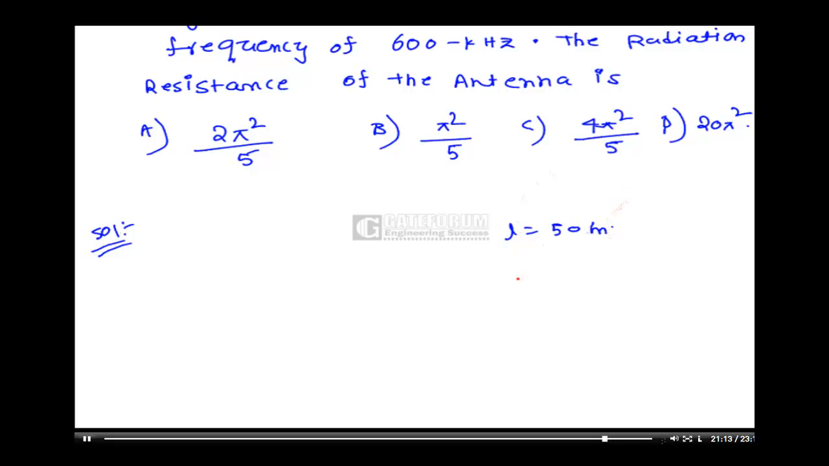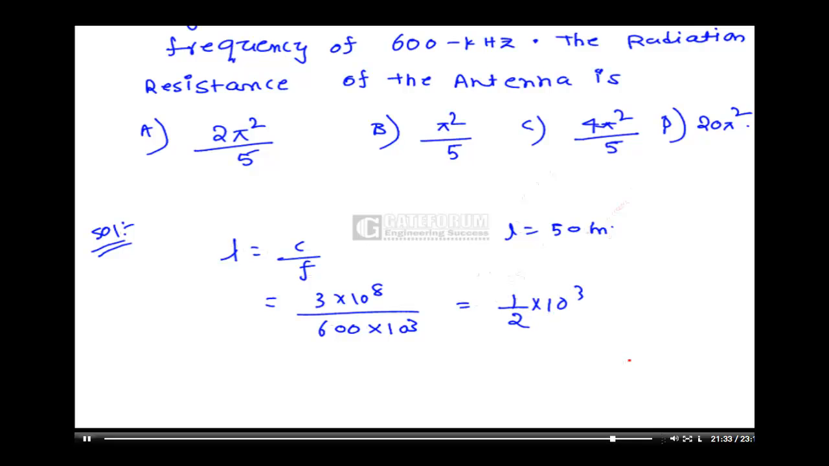Calculate lambda. Lambda is equal to c by f, that is 3 into 10 power 8 meters per second divided by 600 kilohertz, 600 into 10 cube. So this is equal to 1 by 2 into 10 cube, which is 1000 by 2, 500 meters.